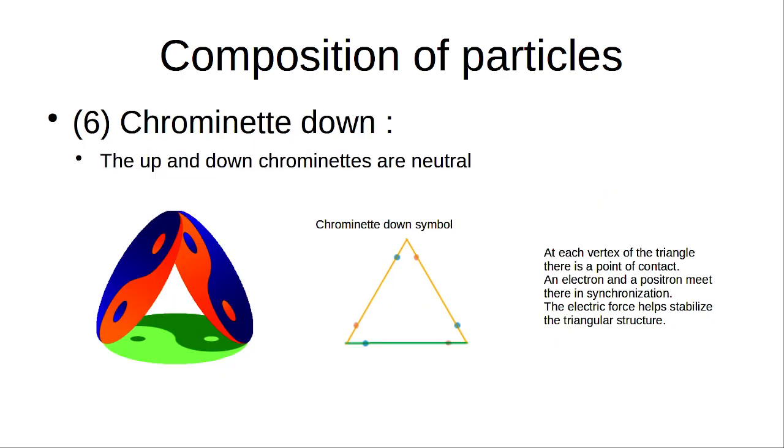6. Chrominate down. The up and down chrominates are neutral. At each vertex of the triangle there is a point of contact. An electron and a positron meet there in synchronization. The electric force helps stabilize the triangular structure. Here is the chrominate down symbol. A chrominate down is the down quark without the electron in the center.